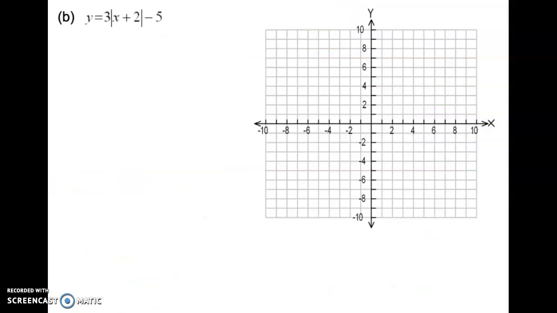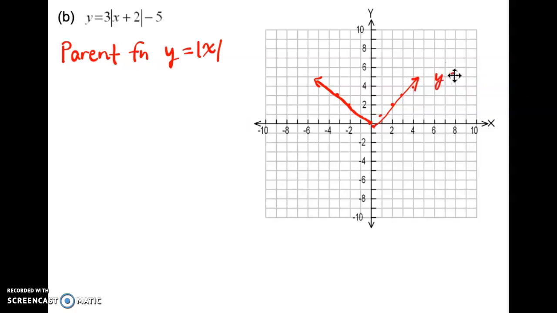So same idea for this one. You can pause the video and give it a try if you'd like. The parent function here is the absolute value function. And we can plot that really easily. It's just like a basic line that's been flipped up. So you can draw straight lines on your paper. So there's the base function.